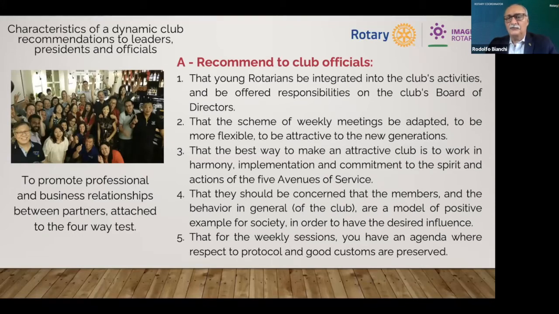that for the weekly sessions, you have an agenda where respect for protocol and good customs are preserved. Sometimes people reject protocol. And when we talk about young people, several times members say that protocol does not go along with young people. So in several meetings I have had with Rotary actors, I have asked them about it. And it's impressive the answers you get.